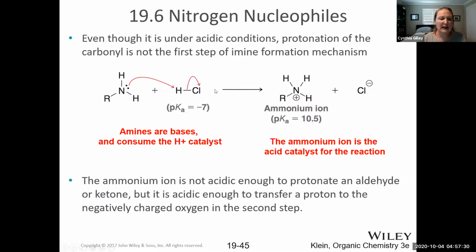Amines react with acids to form ammonium ions. So any acid catalyst that's added to this reaction mixture is going to protonate the amine and form an ammonium ion. The pKa of an ammonium ion is only about 10. It's not that strong of an acid. This is not a strong enough acid to donate a proton to the carbonyl of a ketone or an aldehyde.